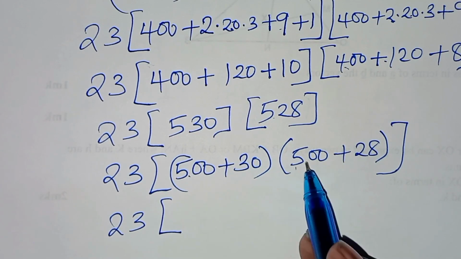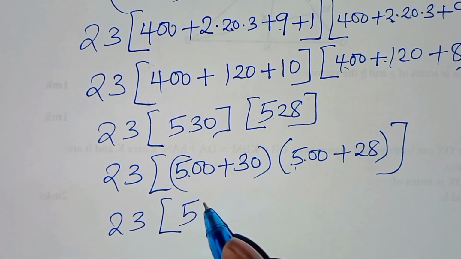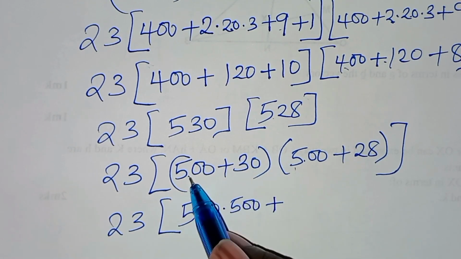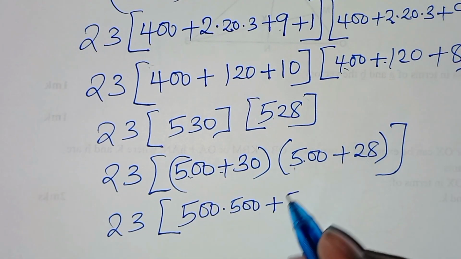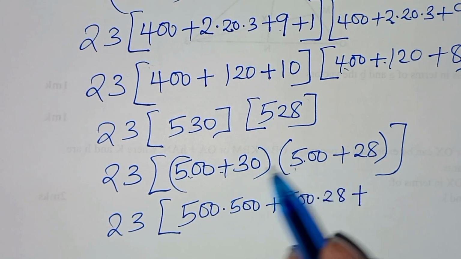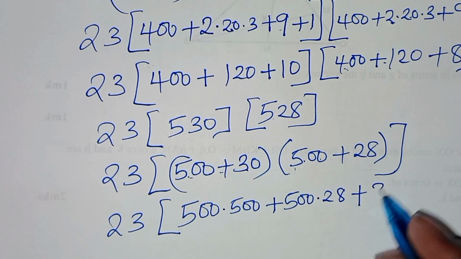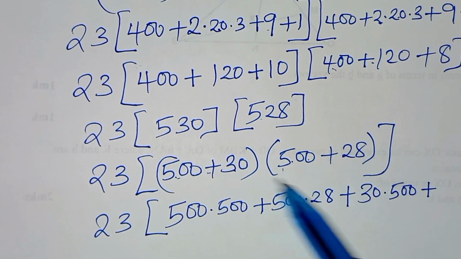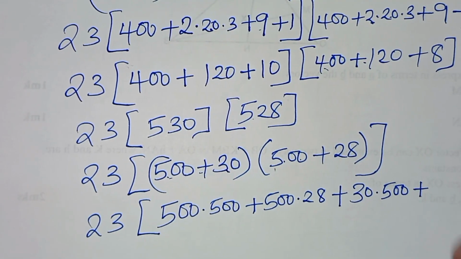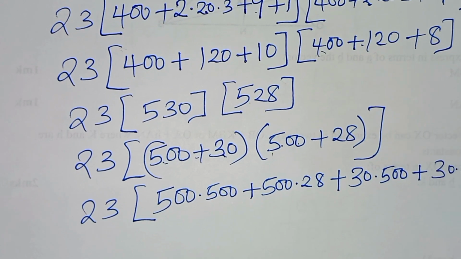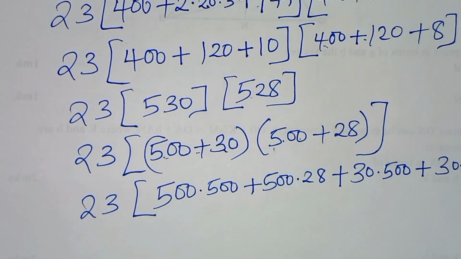Now, we have 23 times. We'll have 500 times 500, so this is 500 times 500 plus 500 times 28. Then plus 30 times 500, plus 30 times 28. So let's close the bracket there.